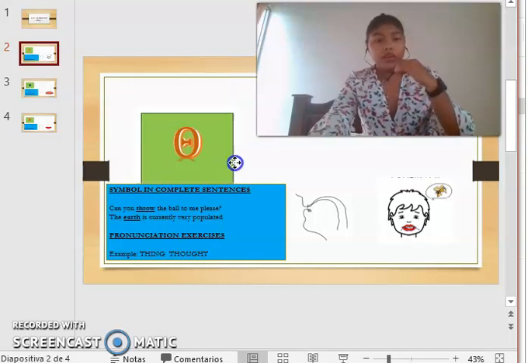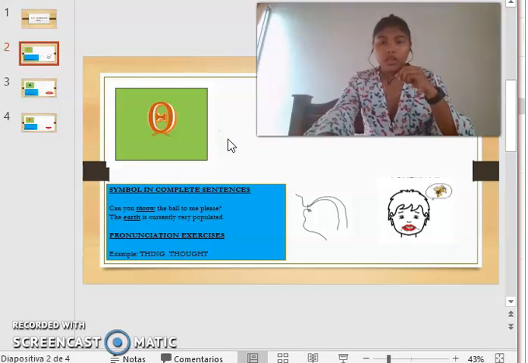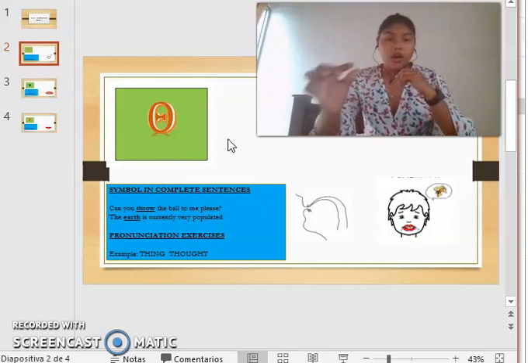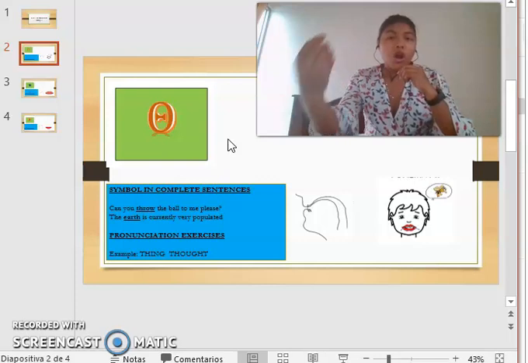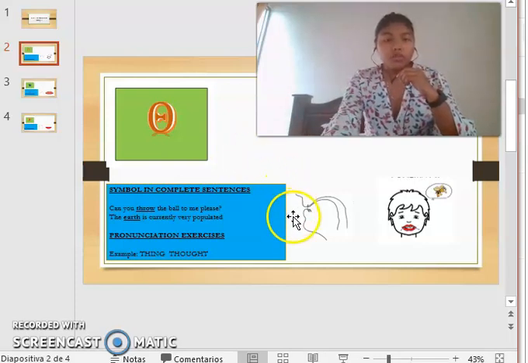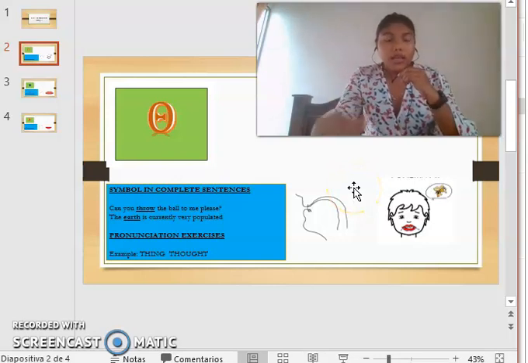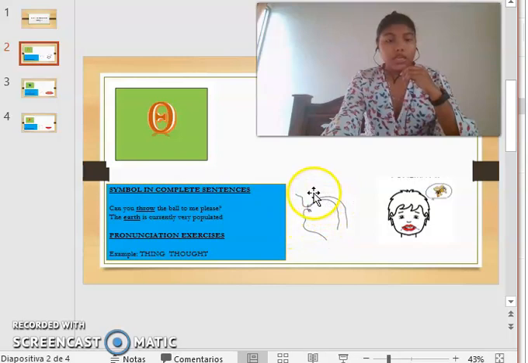The point of articulation is interdental. Its mode of articulation is fricative. That is, the tip of the tongue goes between the teeth. You can see in this photo and in this video.